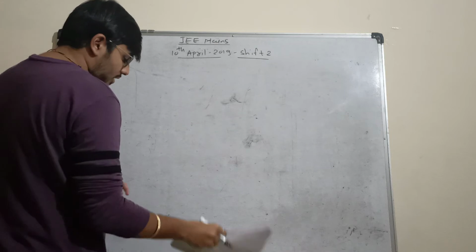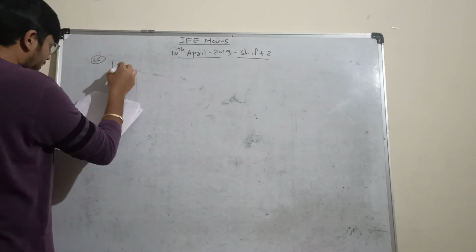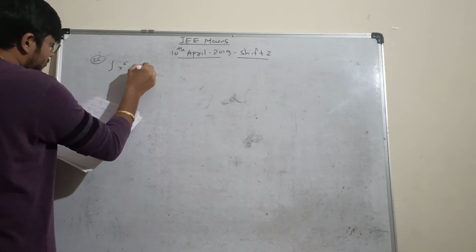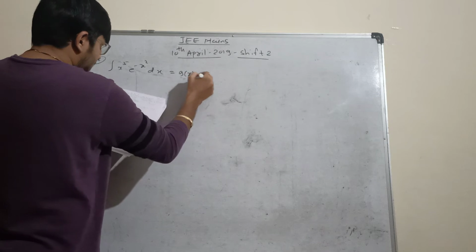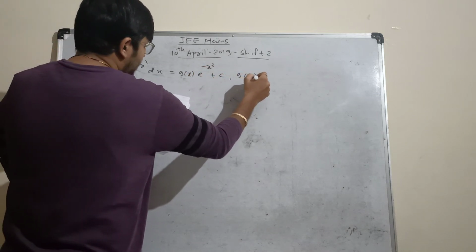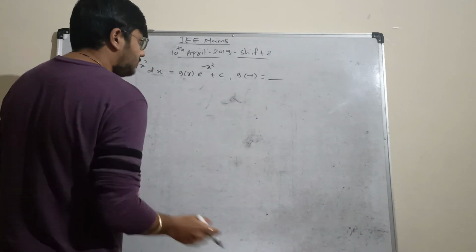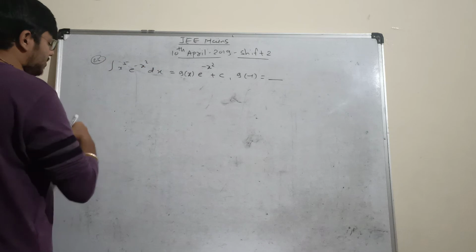The next question, we have given one integration. It's integral of x raised to 5 e raised to minus x square dx equals g of x e raised to minus x square plus c. Then we have to find out g of minus 1. Okay, so first of all, let us get the answer of this integration.